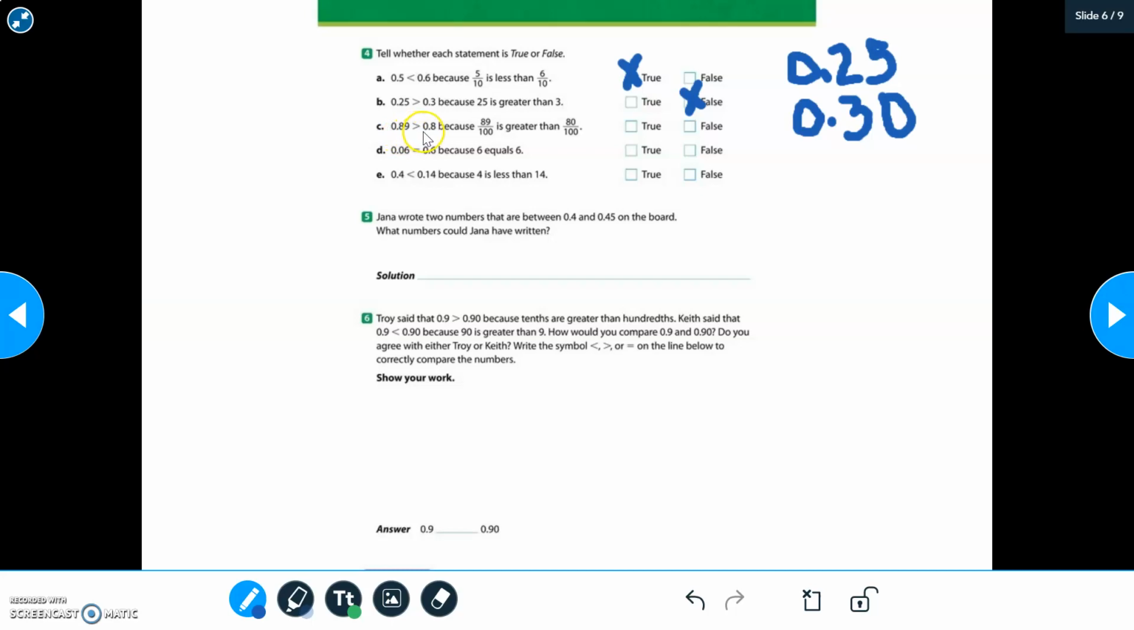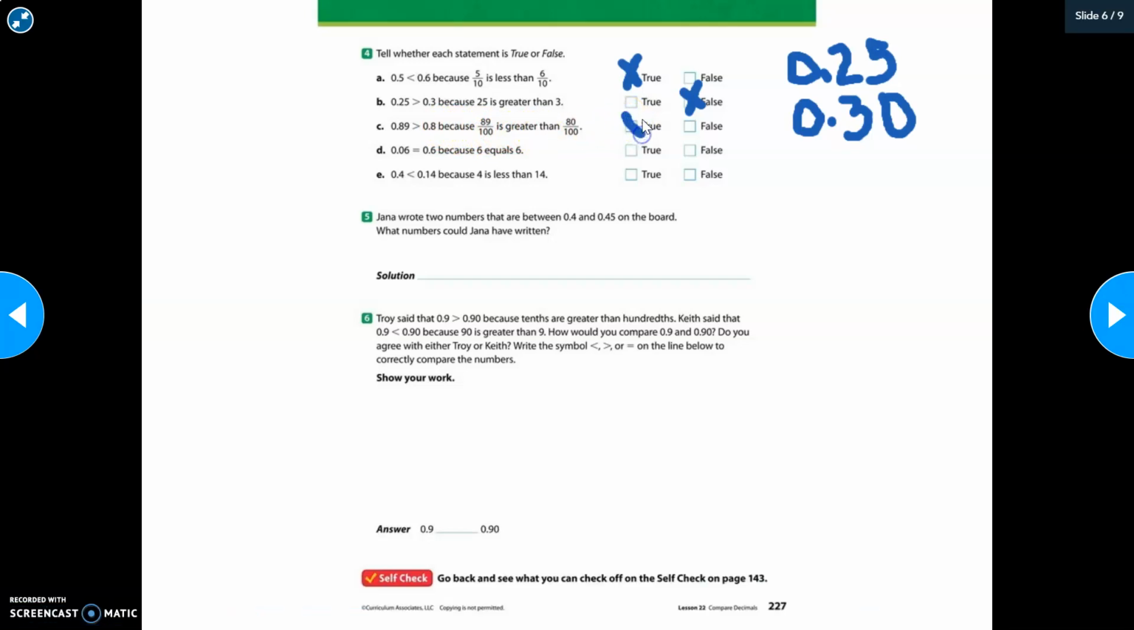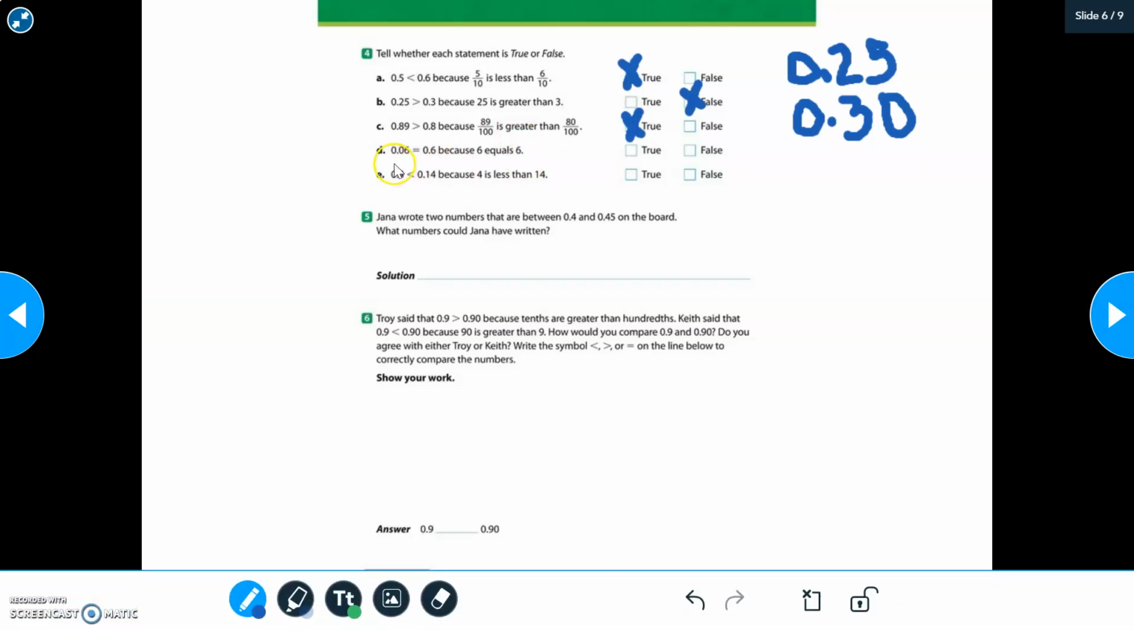C says 0.89 is greater than 8/10 because, all right, let's look at the fraction form. 89/100 is greater than 80/100, which is so true because on the previous lesson, remember I just showed you that 8/10 is actually equivalent to 80/100. So that is correct. 89/100 is greater than 80/100. So we're just going to mark true. Let's look at D.